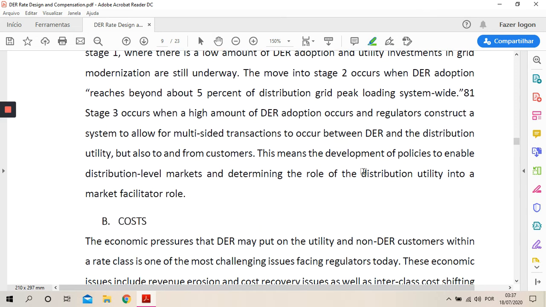The move into stage two occurs when the adoption reaches beyond about 5% of distribution grid peak loading system-wide. Stage three occurs when a high amount of adoption occurs and the regulators construct a system to allow for multi-sided transactions to occur between the DER and the distribution utility, but also to and from customers. This means the development of policies to enable distribution level markets and determining the role of the distribution utility as a market facilitator.